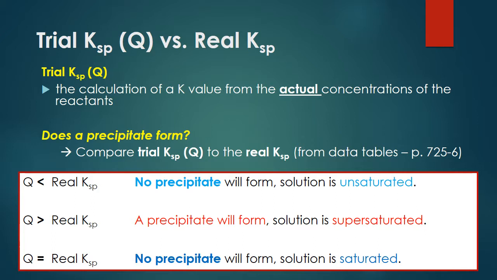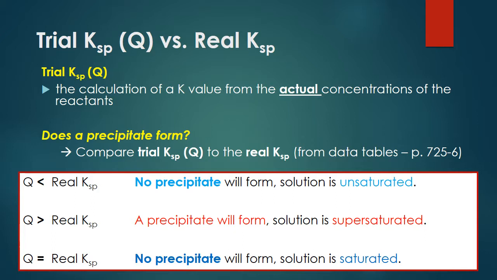So just to recap, what you're looking for is a comparison between Q and the real KSP, that's the table value. If you calculate your Q, or your trial KSP, to be less than that tabulated value, you'll find that your solution is actually unsaturated. That means you can keep dissolving stuff into it, and therefore no precipitate will form. So if Q is less, you're going to have no precipitate. If it's greater than your real KSP that you looked up in the tables, you will get a precipitate, because what that means is that you are supersaturated. You went so far towards the products that nothing more can be dissolved. So you'll definitely get a precipitate there.